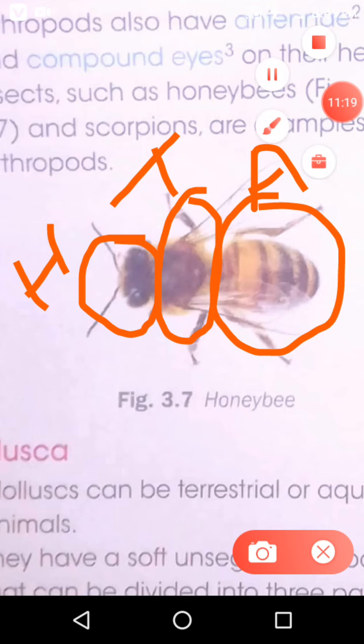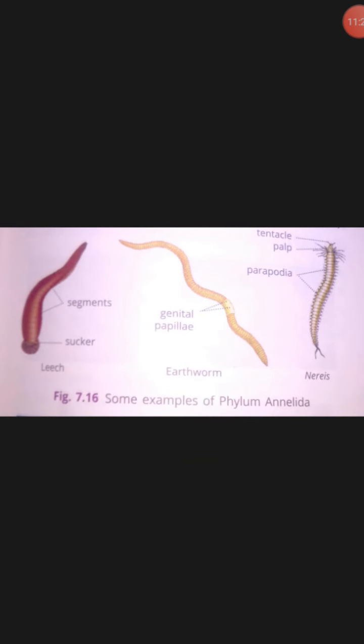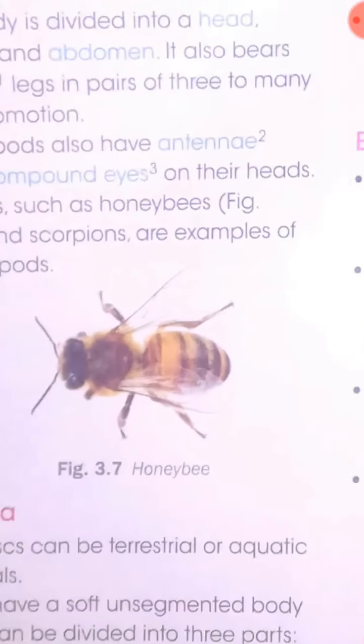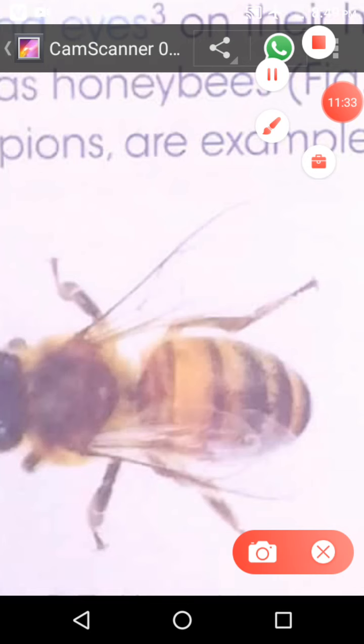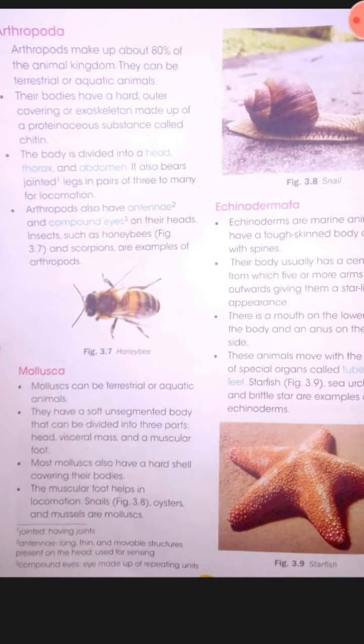Now, you have to look at it. What are these? Next characteristic is the jointed legs. You are able to see its legs properly. Here, joints are present in it, in that manner. So, jointed legs. These are the main characteristics of Arthropoda.